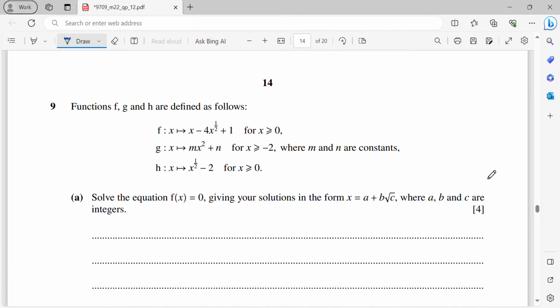Okay, now question number 9. Functions f, g, h are defined as follows. Solve the equation f(x) equals 0, giving your solutions in this form where a, b, c are integers. So f(x) equals 0, which means x minus 4 square root x plus 1 equals 0. To solve this, I will move the negative 4 square root x to the other side. Then here left, x plus 1 equals 4 square root x.